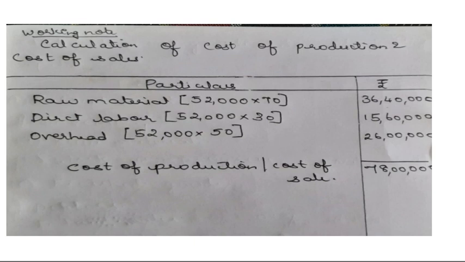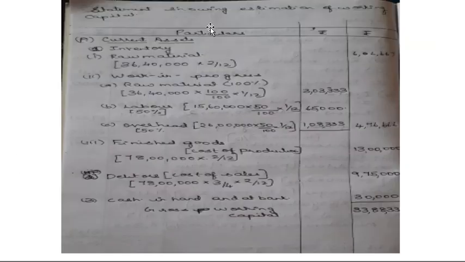Next we will go for the calculation of the statement. As you know, first we have to write the current assets. Under current assets, inventory, and under that first one, raw material. Now for raw material we have to write the total raw material.